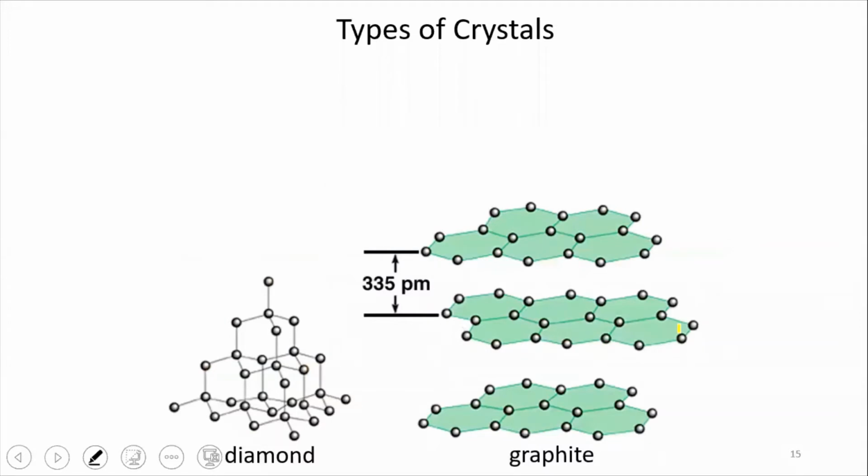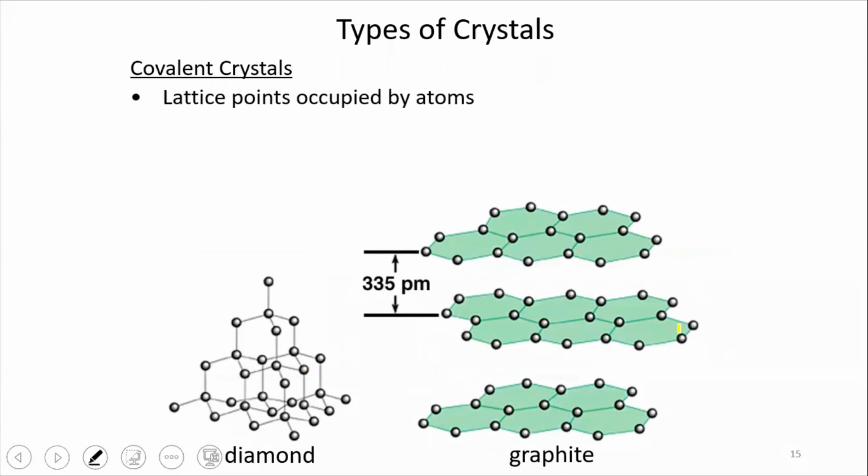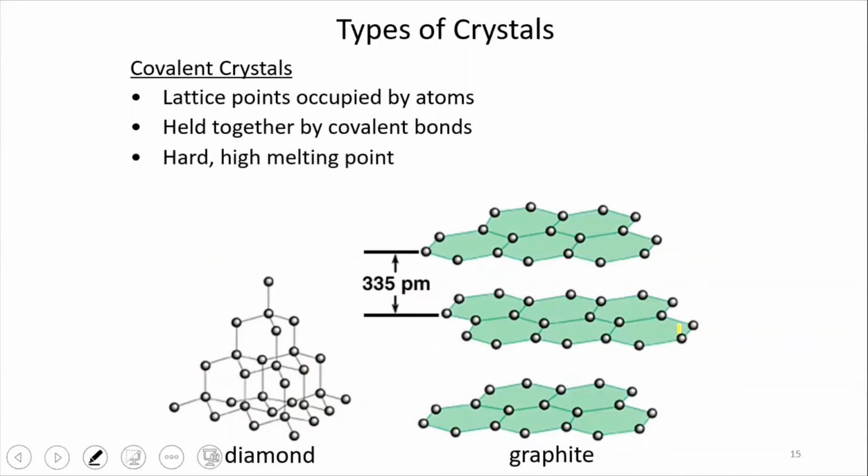Another type of crystalline solid, we're going to call them covalent. And this has to do with the fact that in the crystal, the lattice points are occupied by atoms, but they're going to be connected or held together by actual covalent bonds. They have typically high melting points, and they're typically very hard, and they're poor conductors of heat and electricity because there's not a lot of room there for electrons to move or the atoms themselves to move.